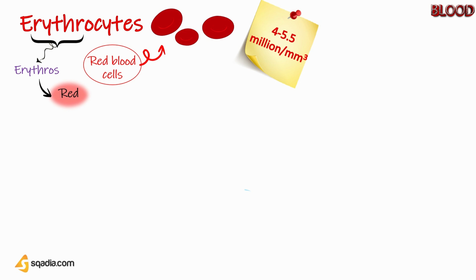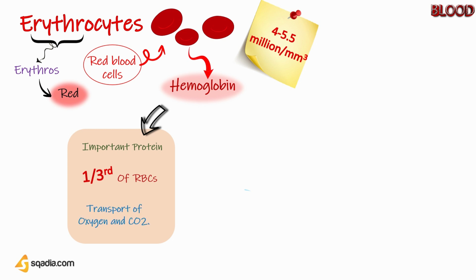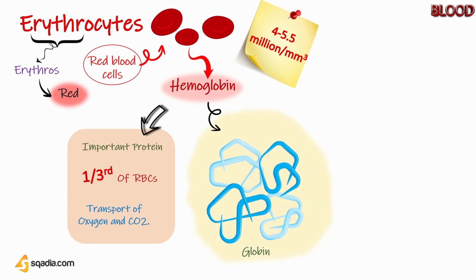And this red color of the red blood cells is due to the presence of the coloring pigment called hemoglobin, an important protein that makes up about one third of red blood cells. It is mainly responsible for the ability of the cells to transport oxygen and carbon dioxide. Structurally, it consists of globin protein that has 4 polypeptide chains, 2 alpha and 2 beta, that each bind a ring-like heme group. Each heme group has an iron atom in its very center.